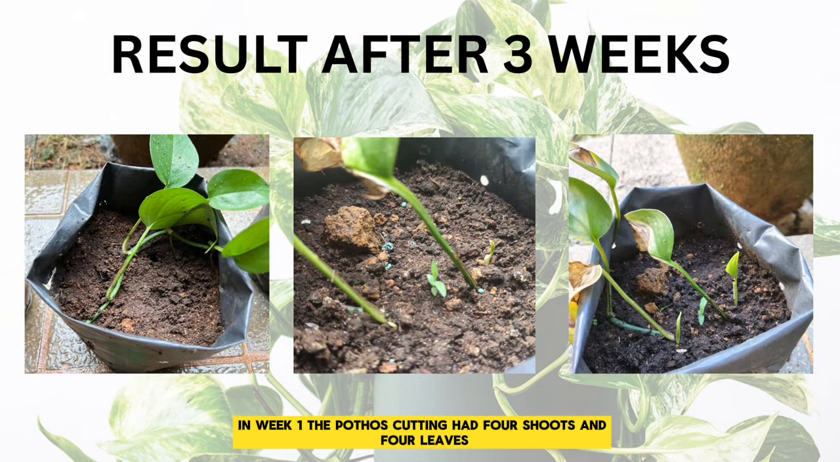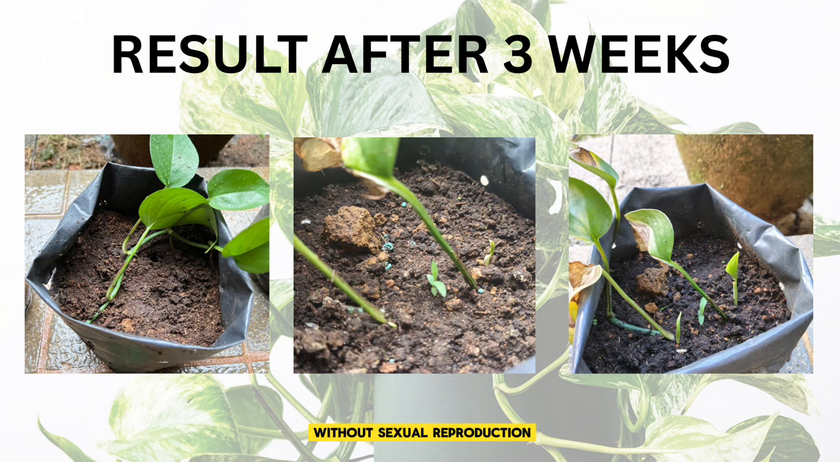In week 1, the pothos cutting had 4 shoots and 4 leaves. By week 3, it increased to 6 shoots and 6 leaves, showing active growth through vegetative reproduction without sexual reproduction.